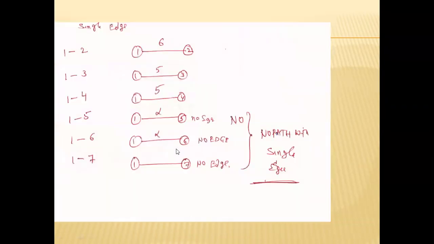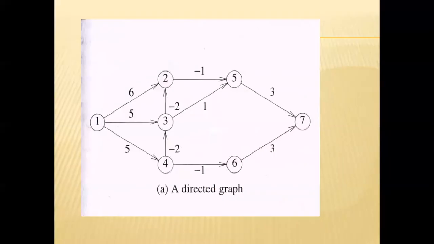Suppose in the graph, we are representing the shortest path from the first vertex to the third vertex by using two edges. By using a single edge, your shortest path is 5. But by using two edges, there is a shortest path from 1 to 4, and next one is 4 to 3, 5 minus 2. Suppose we are finding the shortest path by using two edges: the shortest path from 1 to 3 is 3 by using two edges. 5 minus 2 equals 3.